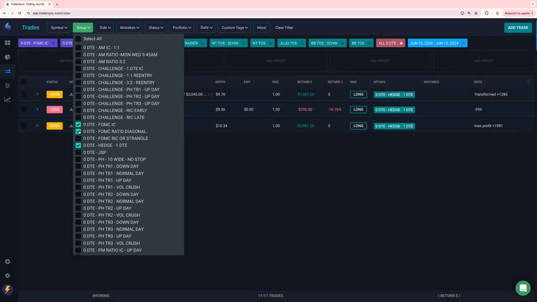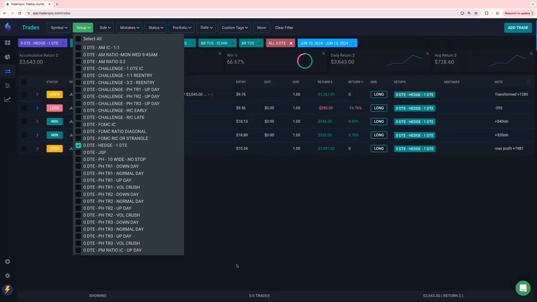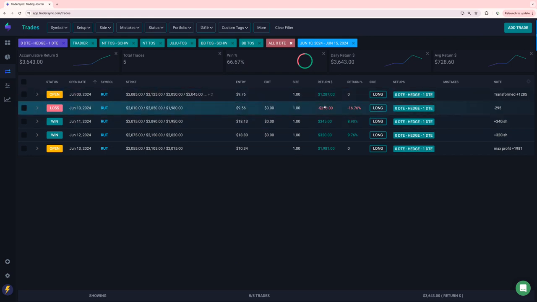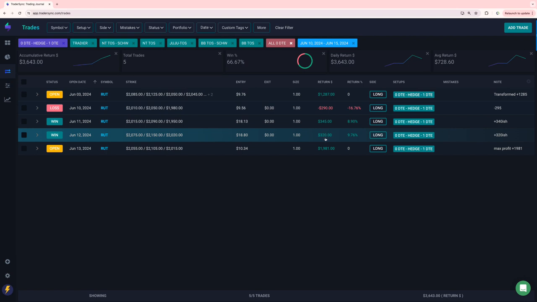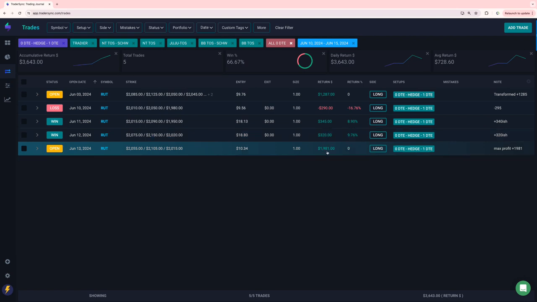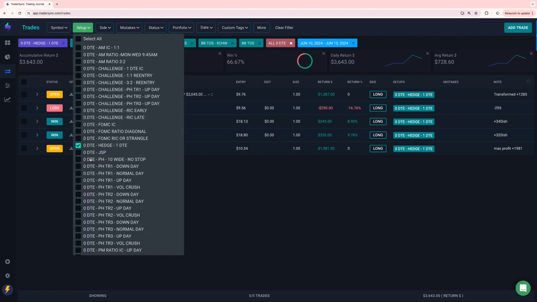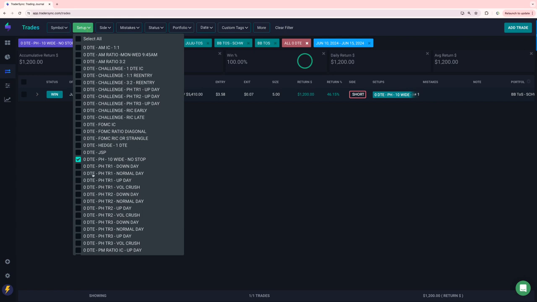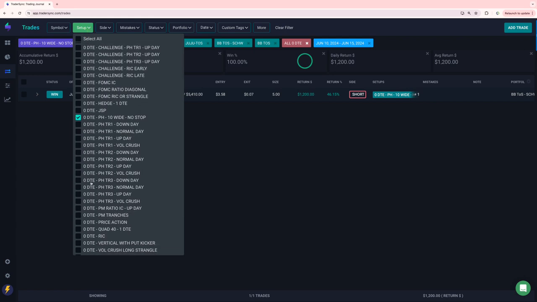My RUT 1DTE hedge did well this week. One for plus 1287, one small loser, a couple small winners, and then my Friday trade, nice winner, plus 3,600 on those. No JSPs. The only power hour I did all week was my Wooga on Friday that hit for 1,200. No other power hours. No PM trades.